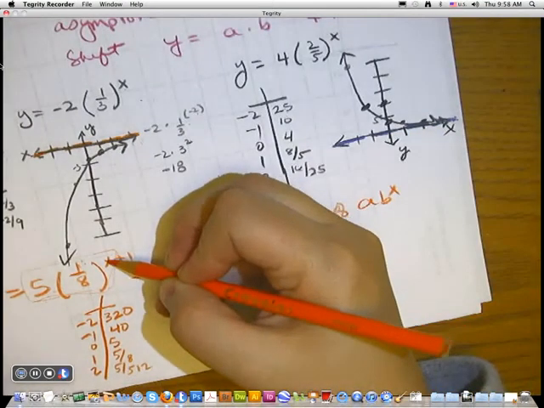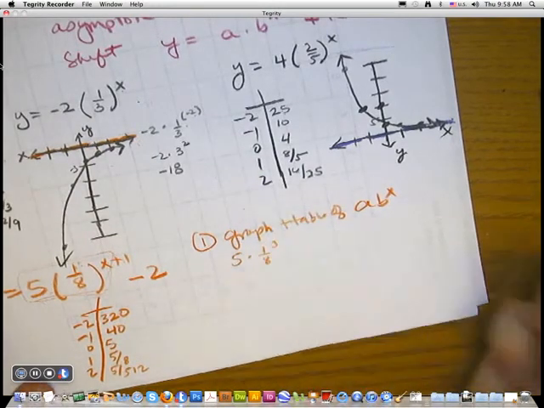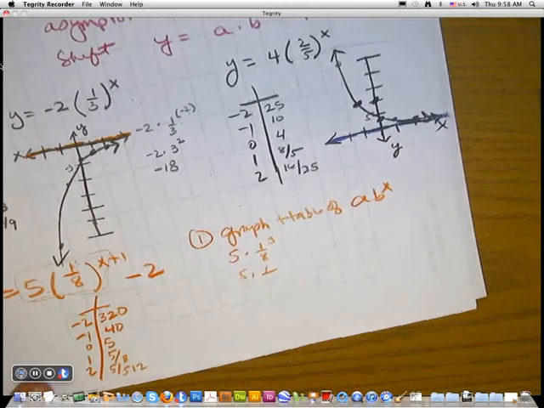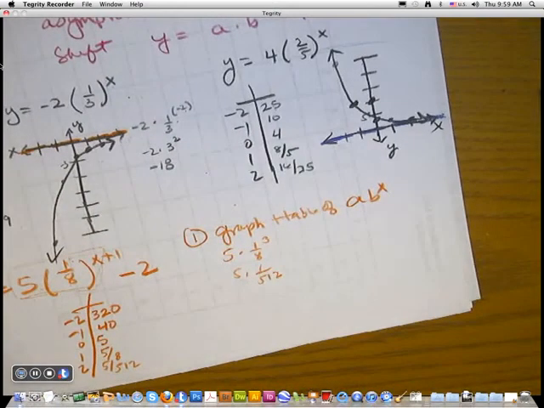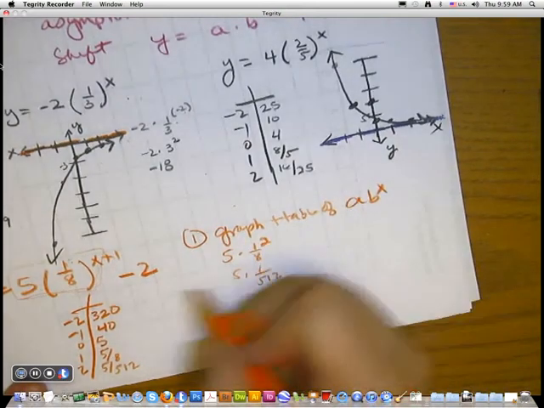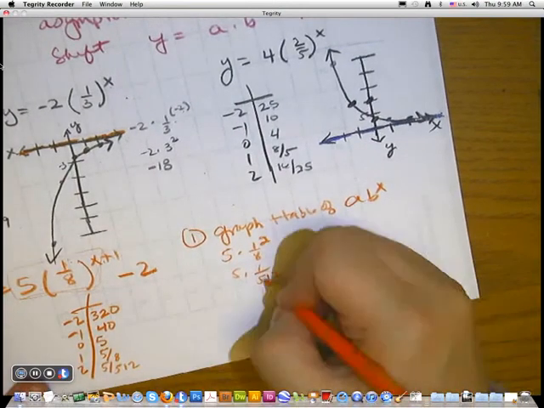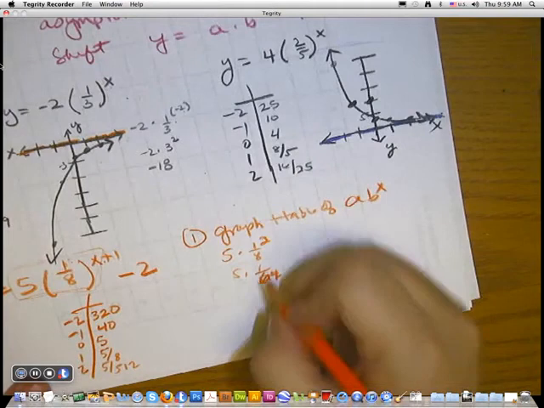Right. 5 times 1/8 to the third, which is 5 times 1 over 8 to the third, which is 5 over 5/12. Oops, that was only 2. That's why it's not working out, because it's 2 plugging into 2, not plugging into 3. So that's 1 over 64, so 5 over 64. That's a better number.